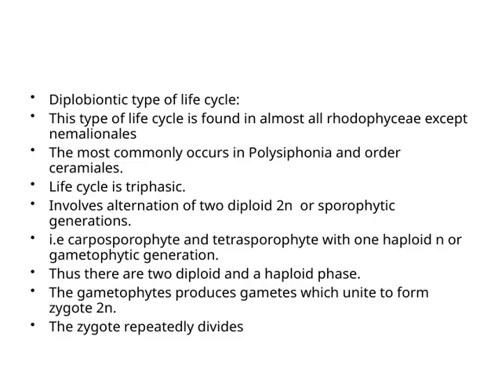It involves an alternation between two diploid, or 2N, sporophytic generations. These are called the carposporophyte and the tetrasporophyte. In addition to these diploid phases, there's a single haploid, or N, gametophytic generation. So overall, we see two diploid phases and one haploid phase throughout the cycle. The gametophytes, which are the haploid phase, produce gametes. When these gametes unite, they form a zygote that is diploid, or 2N. This zygote then divides repeatedly, giving rise to the sporophyte generations.